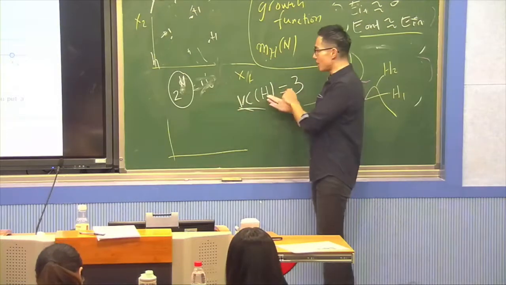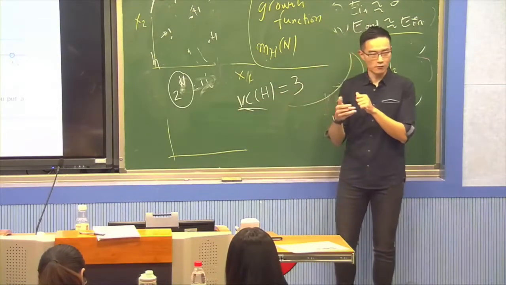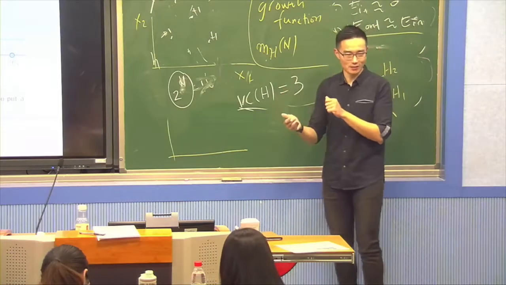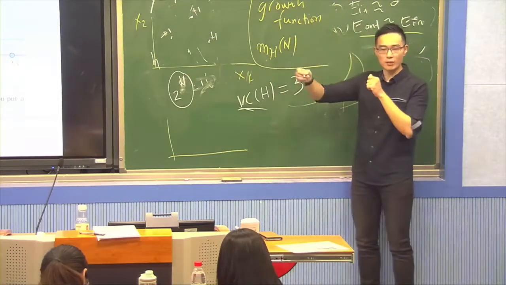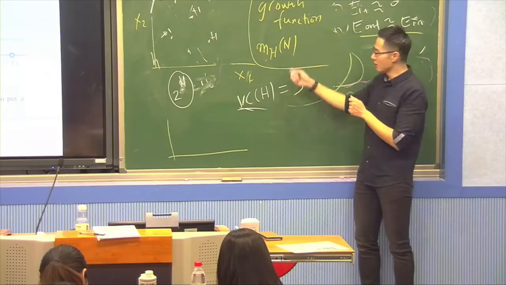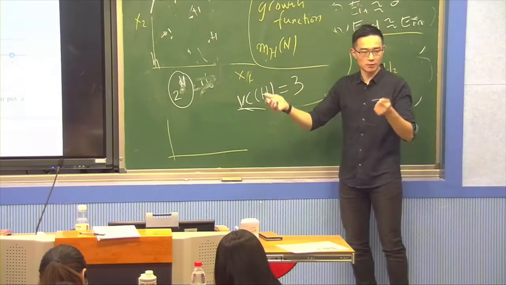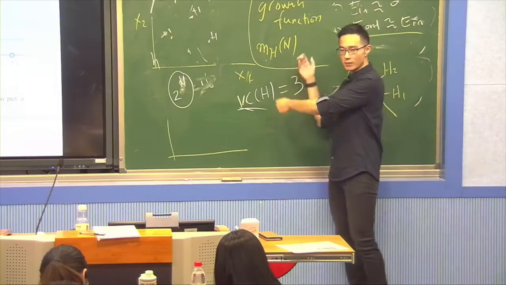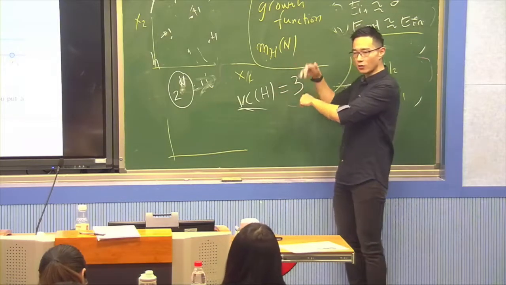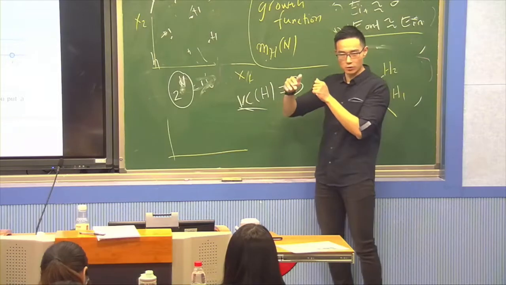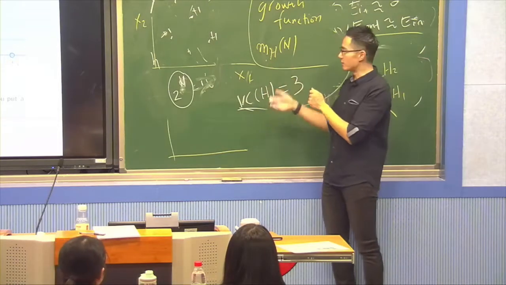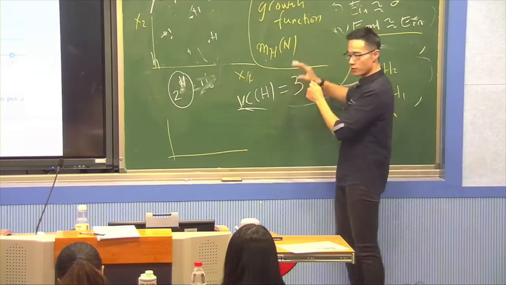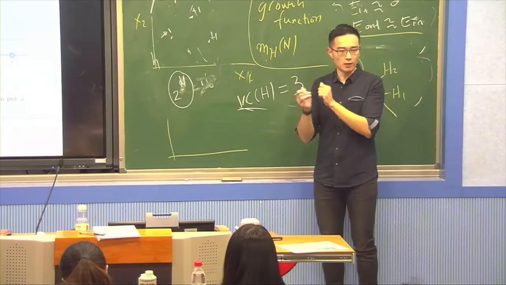So the VC dimension is a measure of model complexity. The growth function is also a measure of model complexity. The growth function is how many dichotomies you can create on n points. The VC dimension is the maximum number of points on which you can create all possible dichotomies. They are essentially very similar. In fact, we can find a mathematical relationship between these two. I'll show it in the slides, but they are both measures of model complexity.